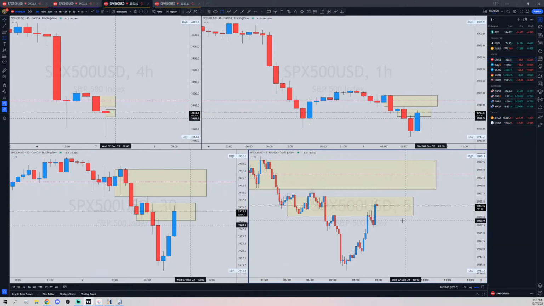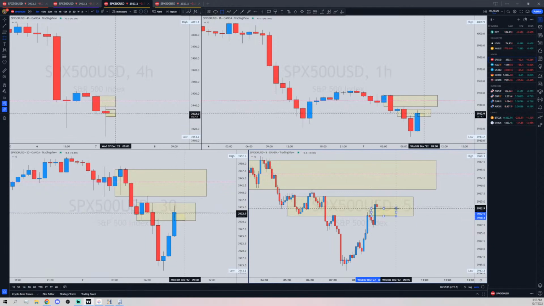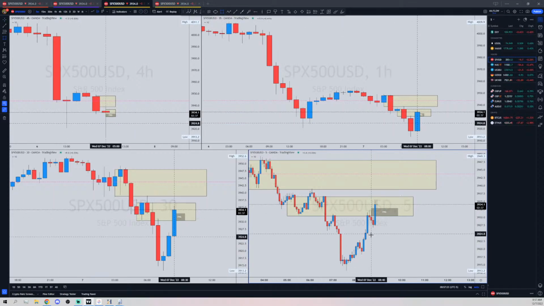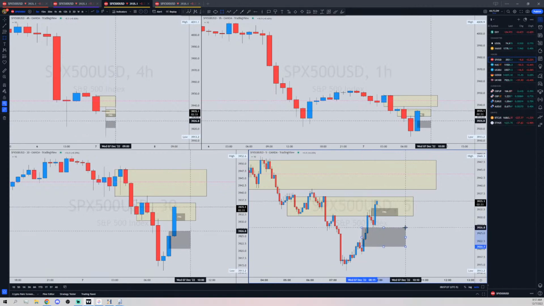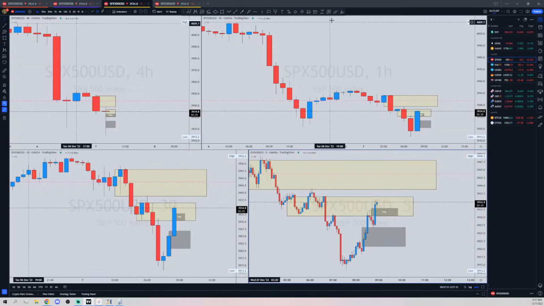All right, price is just leaving too many gaps. There's a gap here, fair value gap. Actually, make this black. There's a gap here. Here. All right, so I want to see price set me up.